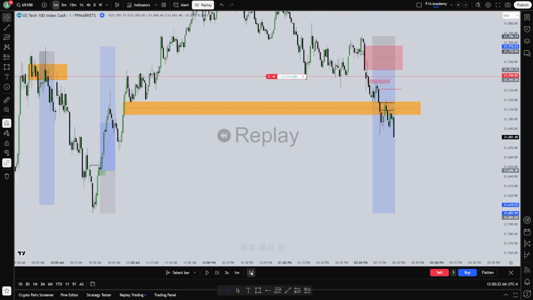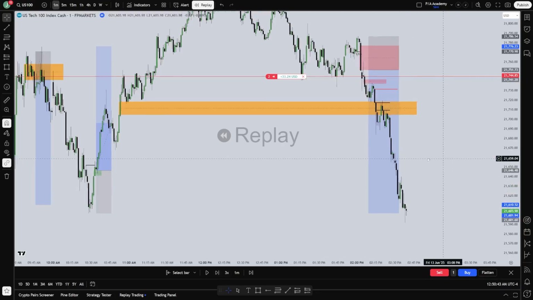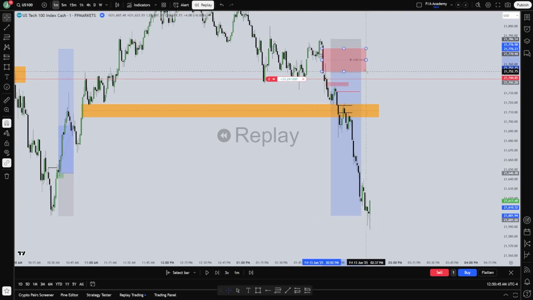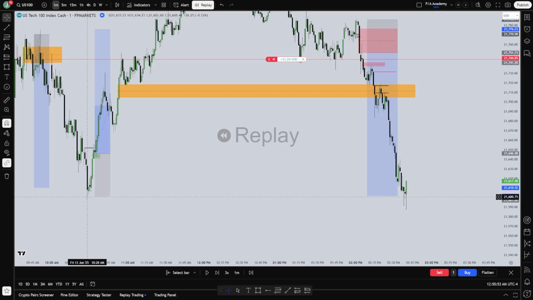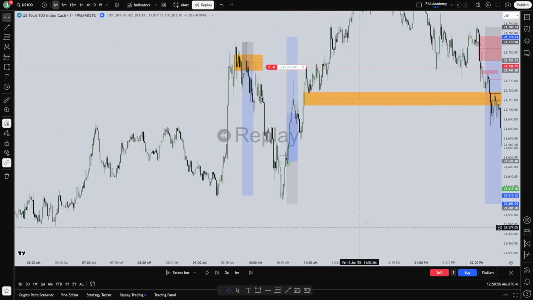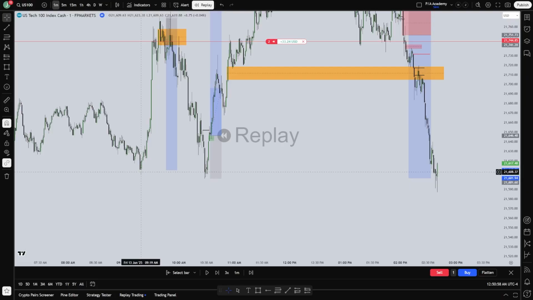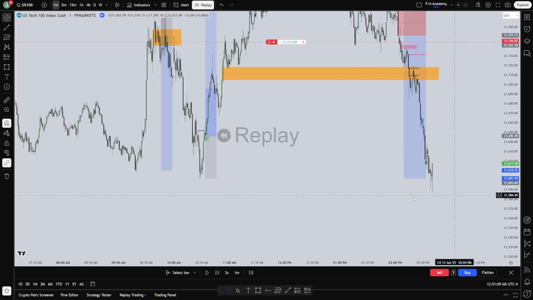So yeah, let's play that. And there we go. Take profit hit, which was the morning lows. And this wasn't really technically considered morning lows, because the morning session starts at 9:30. The morning session low would be right here. So perfect hit, and you'd be completely out.